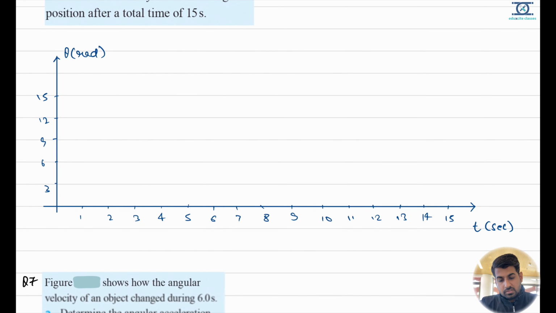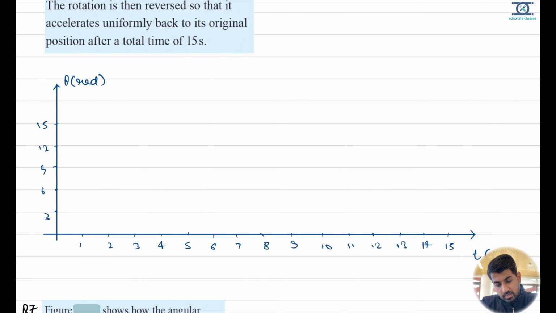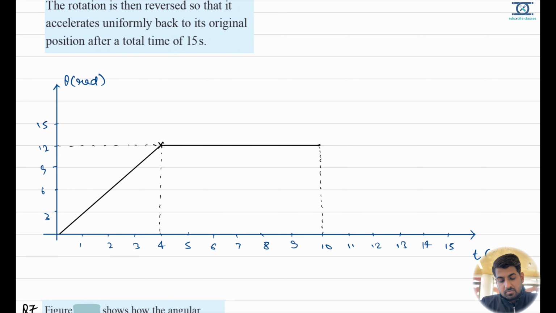to the original position after a total time of 15. So in the first 4 seconds it is rotating at 3 radian per second, so at 4 seconds it will be at 12, right? And it is moving with constant angular velocity, so it will be a straight line joining 0 to 12, because angular velocity is constant. It decelerates very rapidly and stays there for the next 6 seconds, so up to the 10th second this will be straight. Don't mark it to 0, because it will be at that particular displacement from the initial.